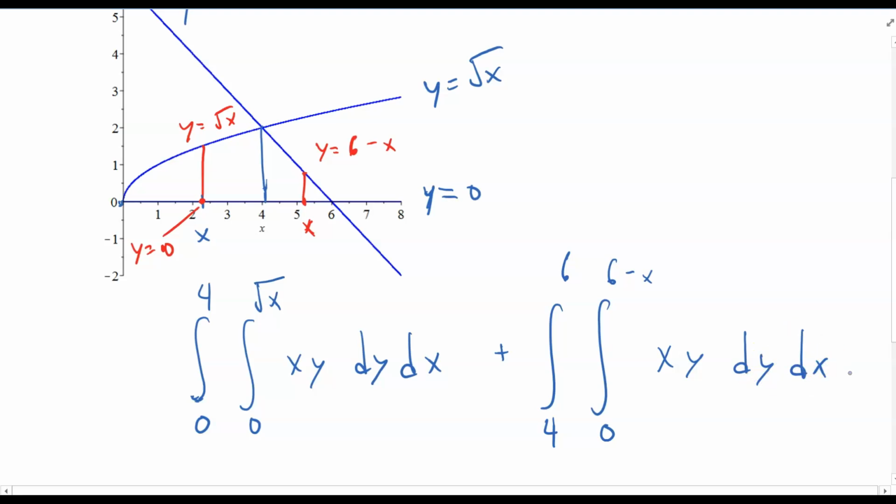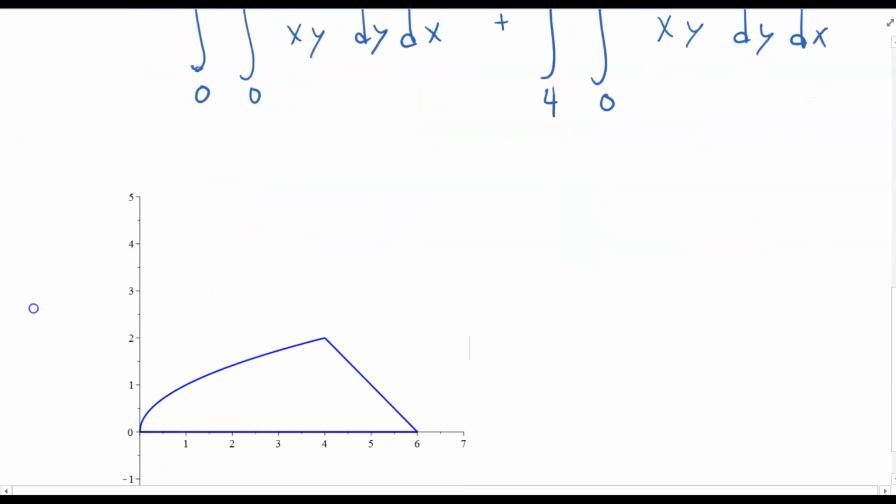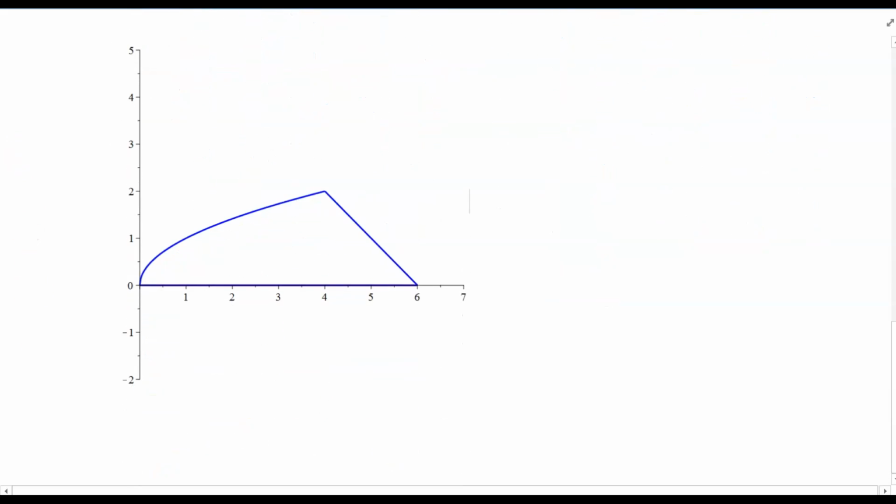It's not that hard of an integral to do it in terms of that. We just have two separate double integrals to evaluate, two separate iterated integrals. So that's fine. You can do it that way. All right. Let's see what it would look like if we set this up as a dx dy integral.